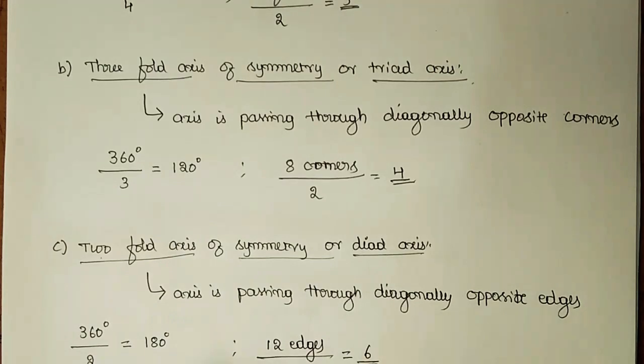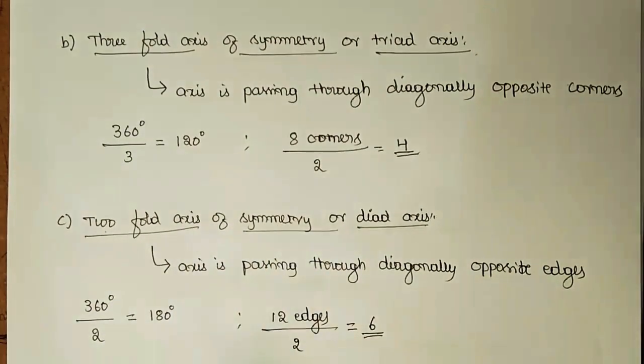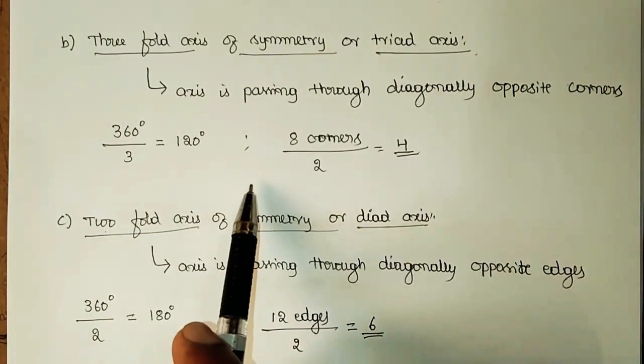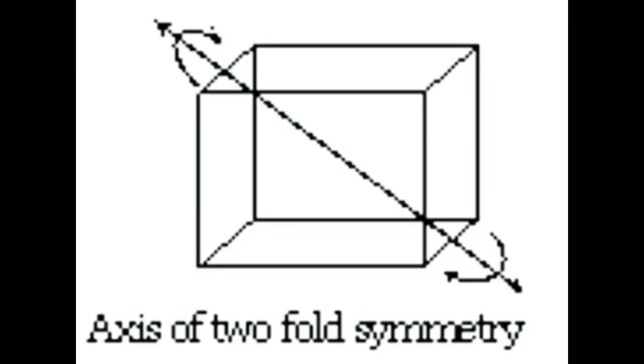And now we shall see one twofold axis of symmetry that is possible in a cubic crystal. And this is the one twofold axis of symmetry. You can observe the axis is passing through diagonally opposite edges. When you rotate the crystal about this axis by 180 degrees for one rotation, after the second rotation the crystal exhibits the same appearance as its original appearance. Since there are 12 edges in a cubic crystal, in total we have 6 twofold axes of symmetry.